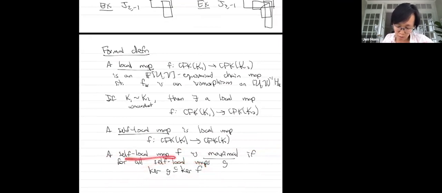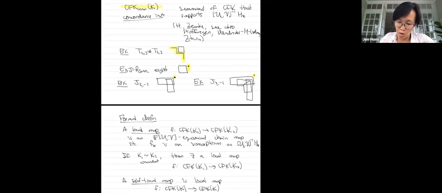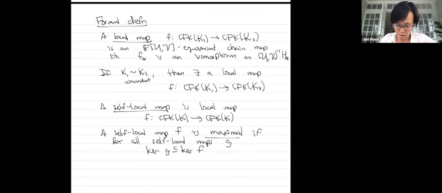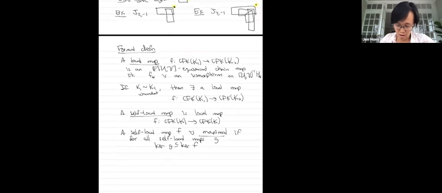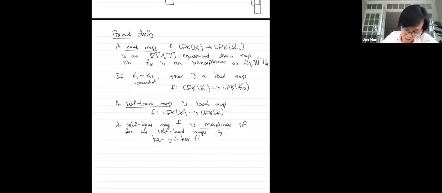So you want to find the self-local map F with the biggest kernel, so the one that has the smallest image, but that still has this property that it's an isomorphism on the localized homology. And this algebraic framework does what we wanted to do up here. It picks out the smallest summand that supports the localized homology, because you're finding the biggest kernel. So you quotient out by the biggest kernel, you get the smallest thing that contains the information that you wanted.